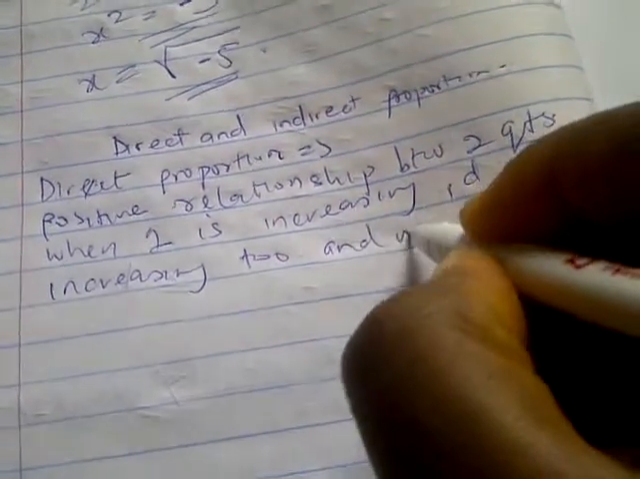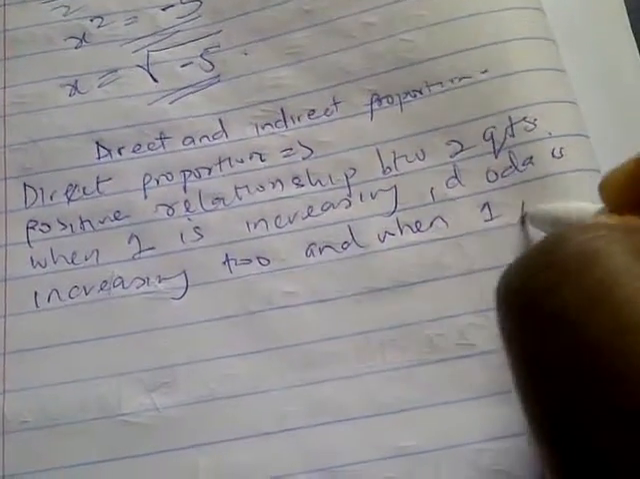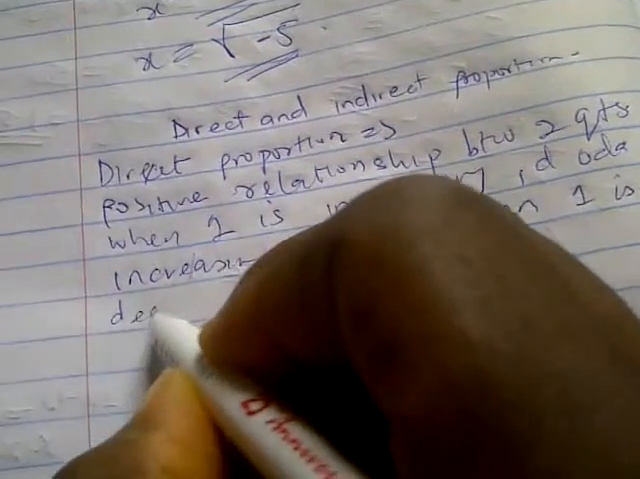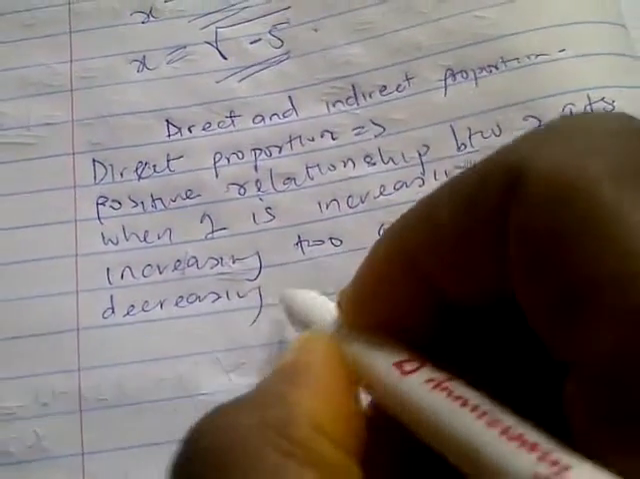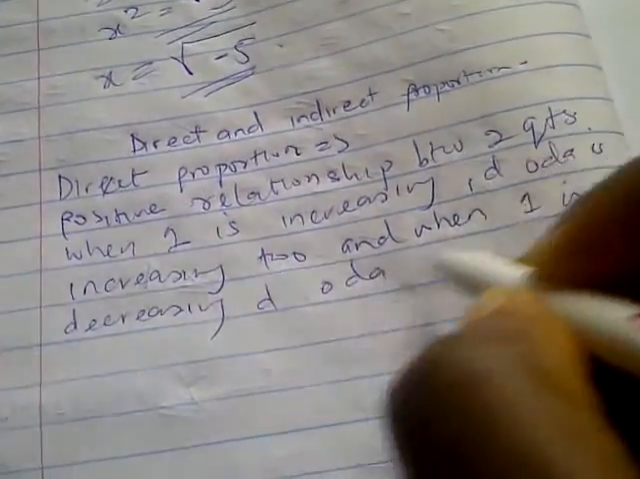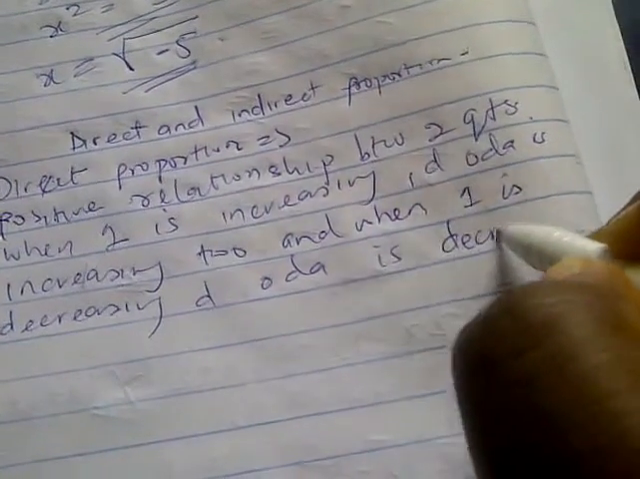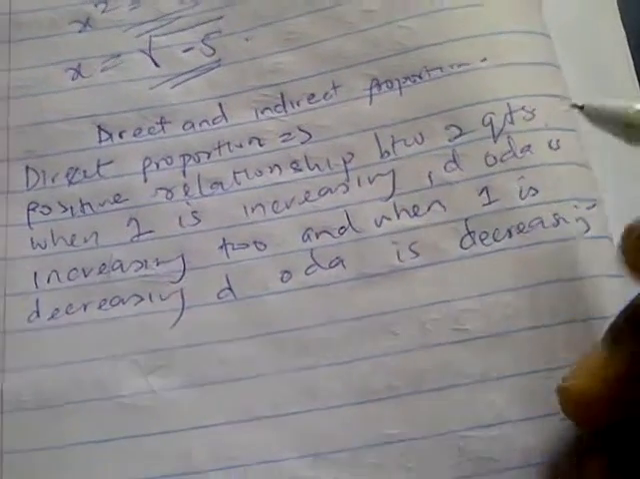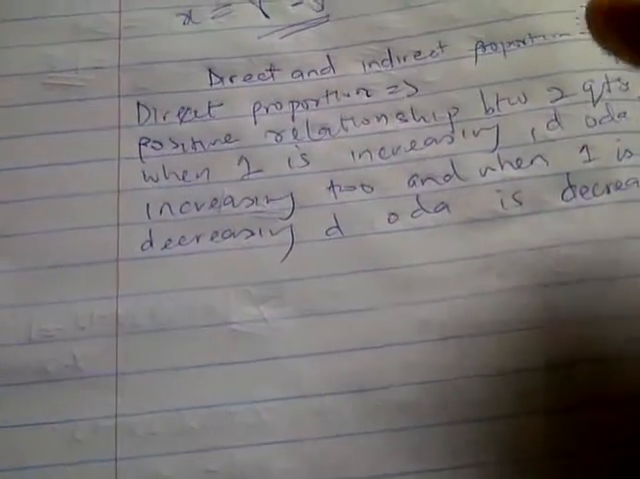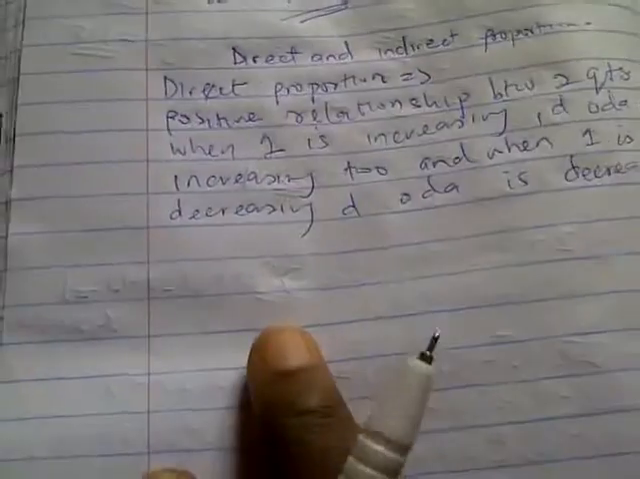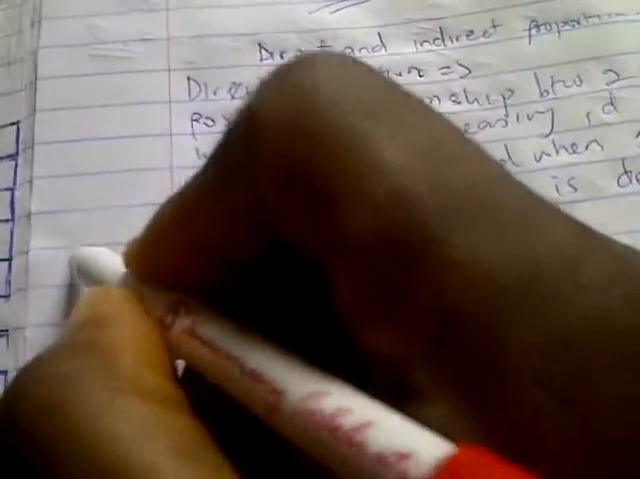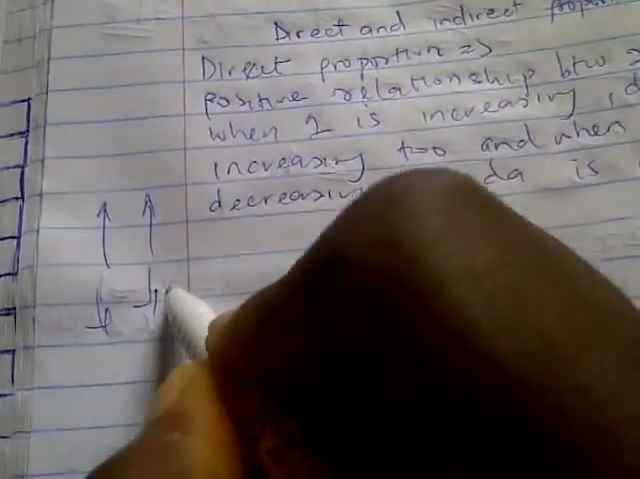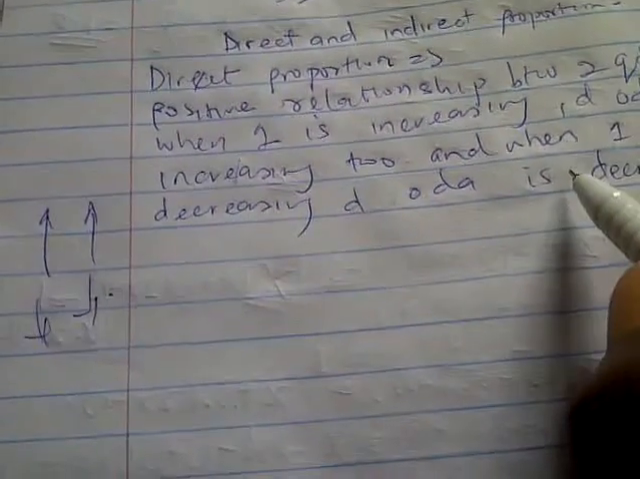And when one is decreasing, the other is decreasing. Now it's just a positive relationship, or a symbiotic relationship, between two different quantities. When one is increasing, the other one will be increasing too, and when one is decreasing, the other one will be decreasing. That's just what you call direct proportion.